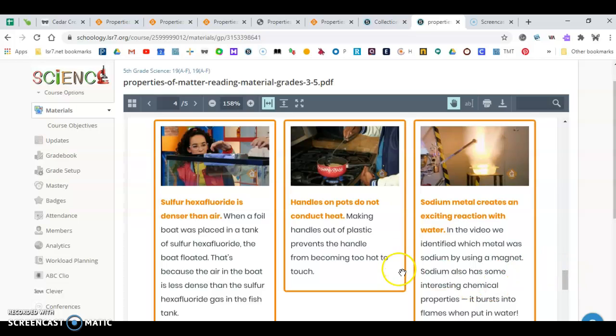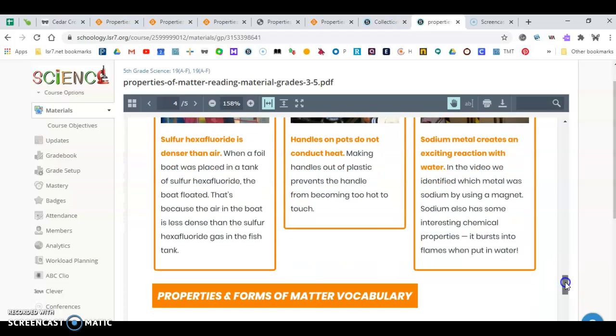Handles on pots do not conduct heat. Making handles out of plastic prevents the handle from becoming too hot to touch. Sodium metal creates an exciting reaction with water. In the video, we identified which metal was sodium by using a magnet. Sodium also has some interesting chemical properties. It bursts into flames when put into water.